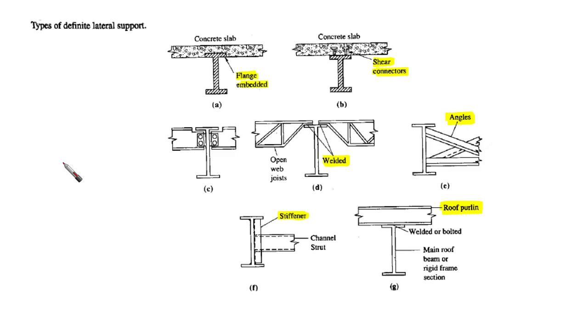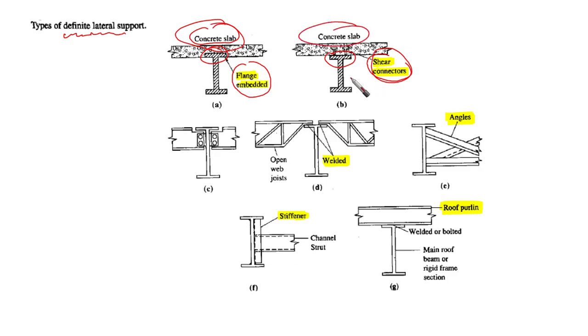Okay, there are other types of definite lateral support that we can use in order to prevent the lateral torsional buckling of the compression flange. First of all, the flange can be embedded in a concrete slab, or we can use shear studs or shear connectors. So this is the compression flange. So we are guaranteeing here that there is no movement at all from the compression flange because it is embedded in the concrete slab or connected to the concrete slab through shear connections.